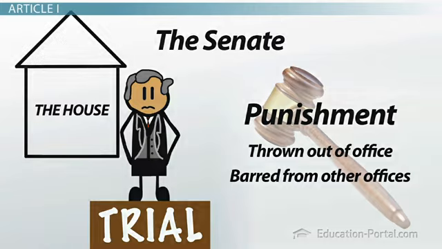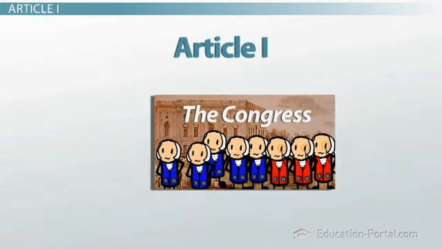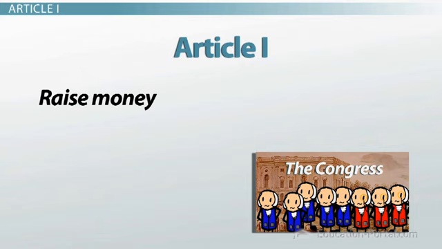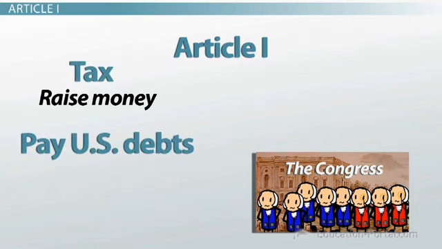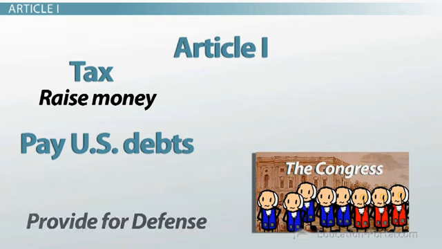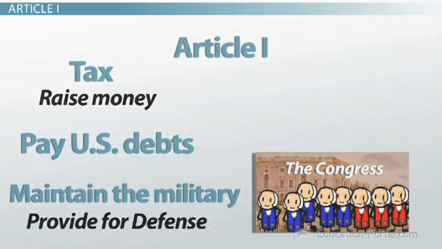government offices. According to Article 1, it is also Congress' job to raise money, so that means tax, pay U.S. debts, and it is Congress' job to provide for defense. This means maintain the military.